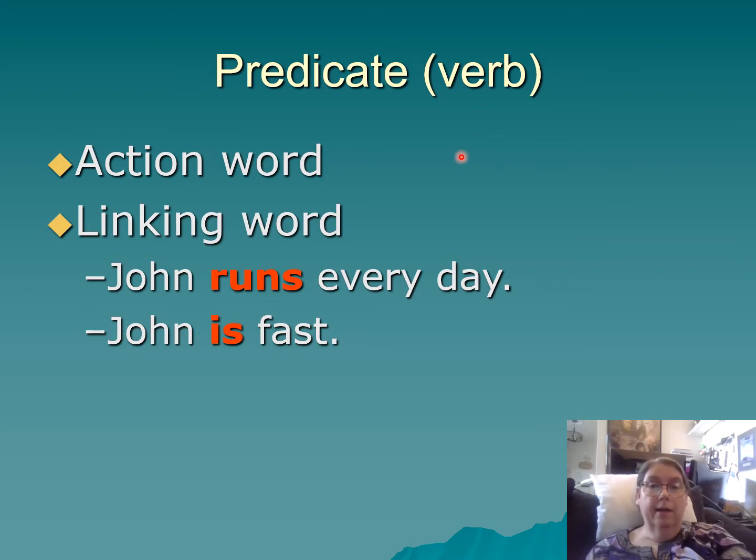You need a predicate, and that's a verb. It's an action word or a linking word. Either one will make the sentence complete. So John runs, and it's an action. Or John is fast. Is links John to fast, making the idea complete.